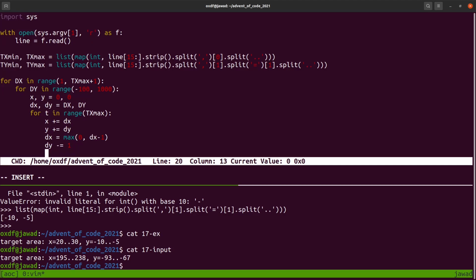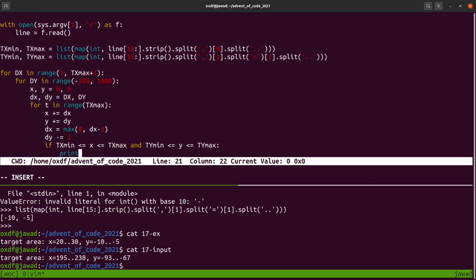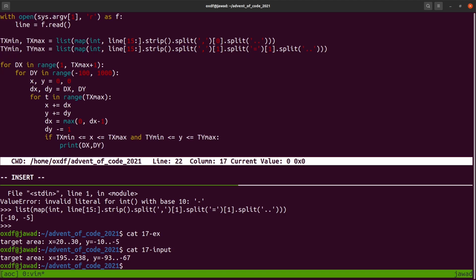So then we can do our check. If, let's see, px min is less than or equal to x is less than or equal to px max, and py min less than or equal to y less than or equal to py max. We will, let's just start by printing dx, dy, because that was our thing that got us there. What we're really looking for is the max.